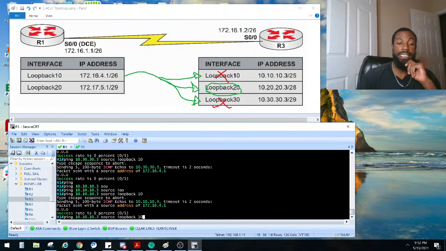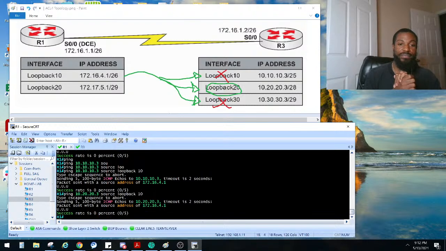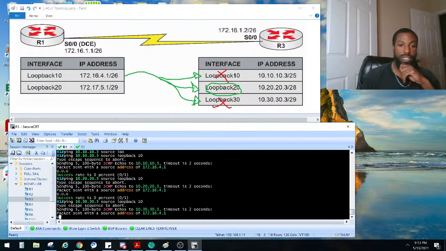Loopback 10, but the IP address is now 10.20.20.3. I hope this works. What is going on here, y'all? That is blocked. 10.20.20.3 is being blocked with the source interface of loopback 10. And then we do it again and say loopback 10.30.30.3. Let's try that. That's also being blocked as well. All of it is getting blocked.